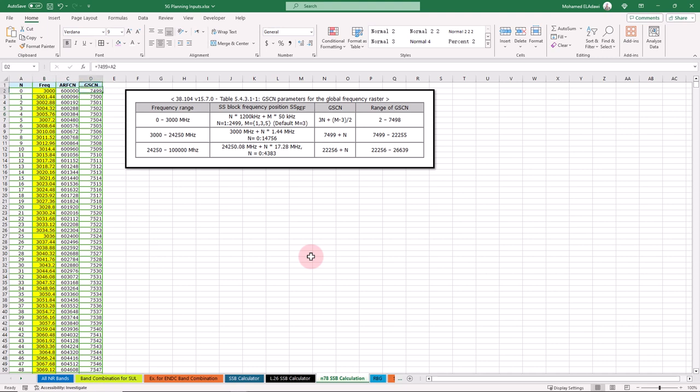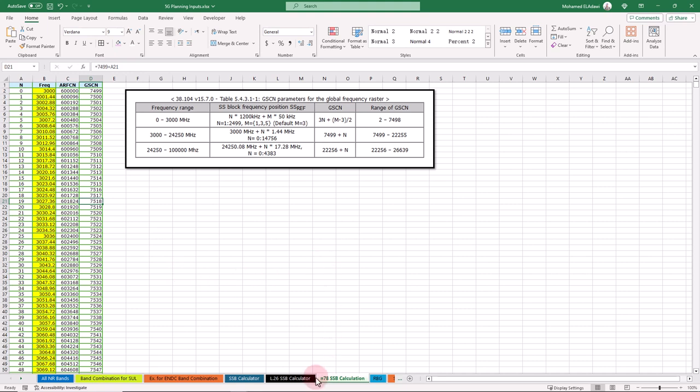For the GSN in general, this is a very easy formula. It's just, as you can see, GSN equals 7499 plus n. So you make this one 7499, this fixed value, plus the n value. The n value here is 0, for example, and your GSN will be this part. The same for this area, where you are making 7499, which is here, plus this 19. So this is how you can calculate it.